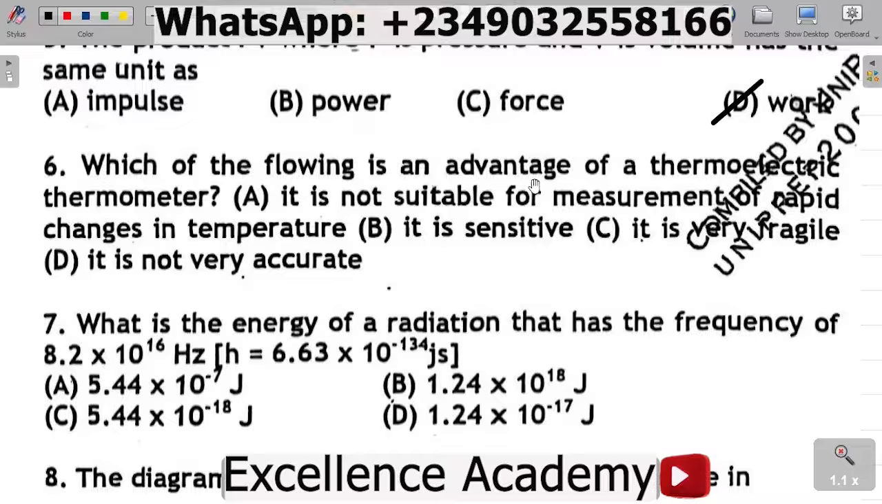Which of the following is an advantage of a thermoelectric thermometer? A. It is not suitable for measurement of rapid changes in temperature. B. It is sensitive. C. It is very fragile.